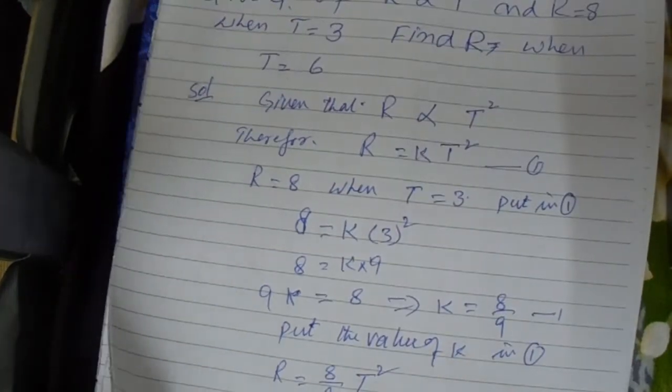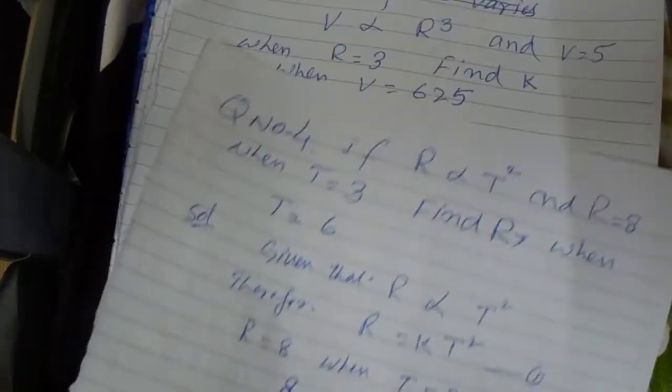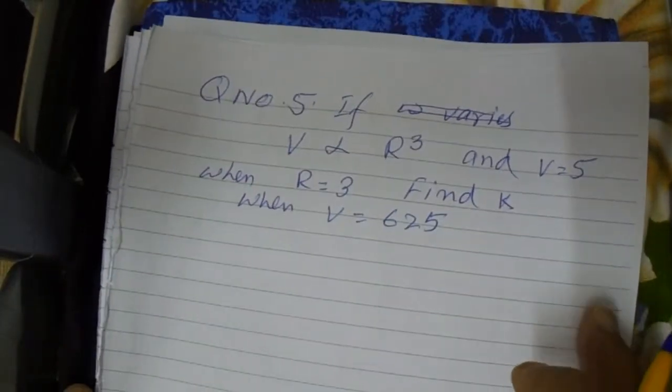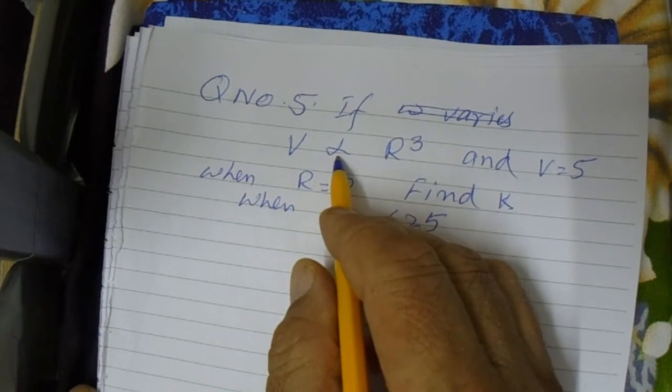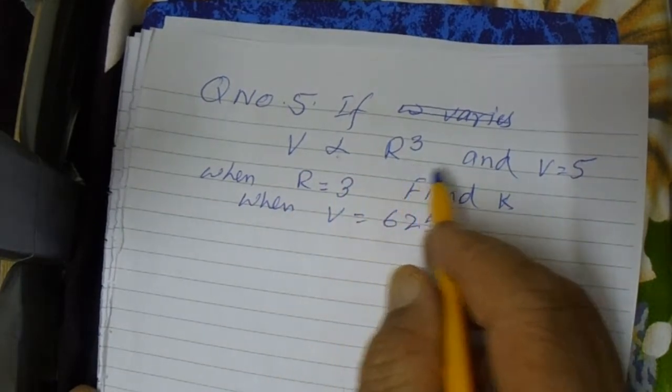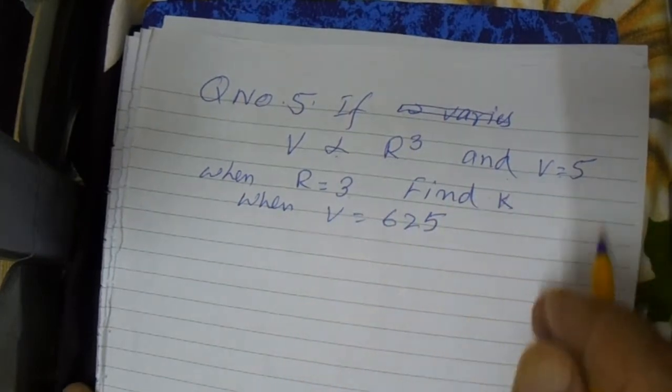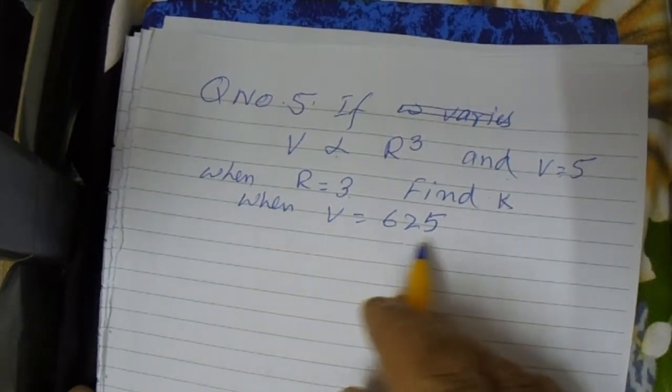This is question number 4. Now this is our question number 5. If V directly varies as R cubed and V is equal to 5 when R is equal to 3, find R when V is equal to 625.